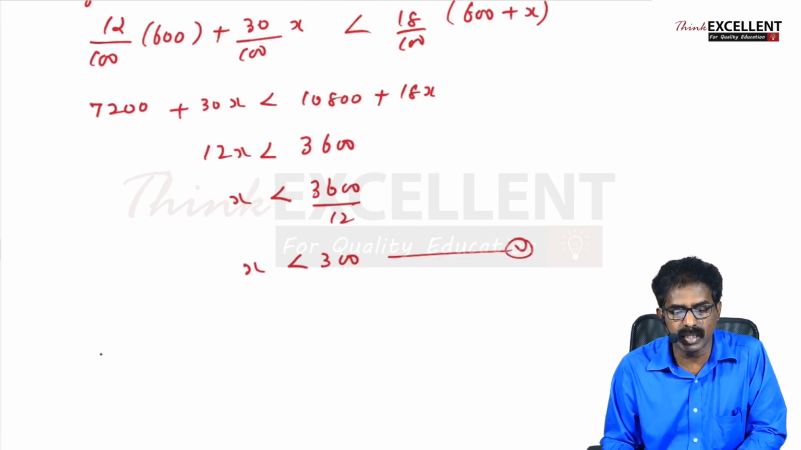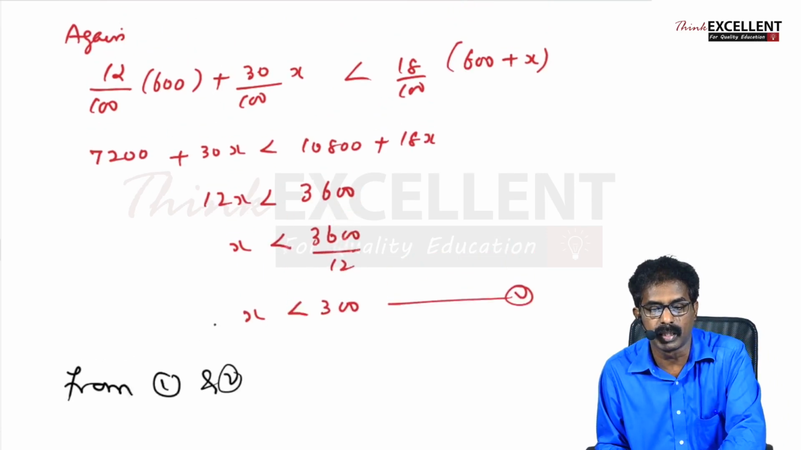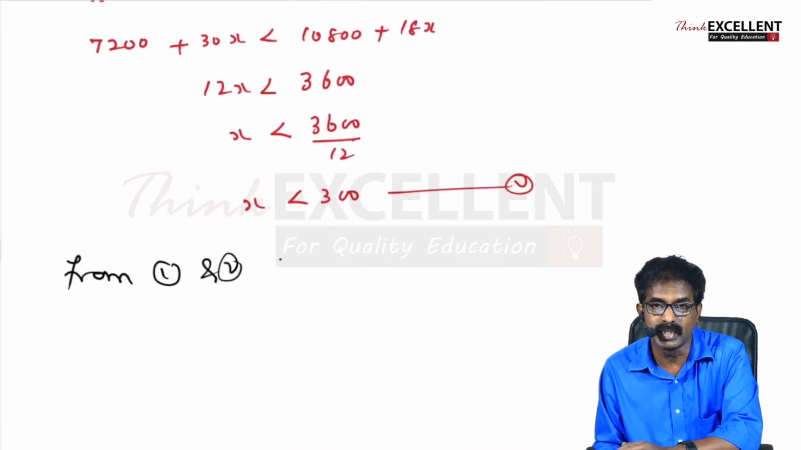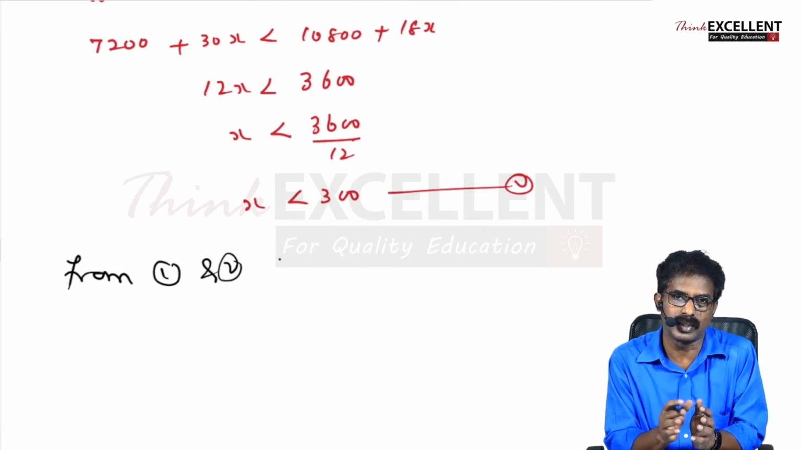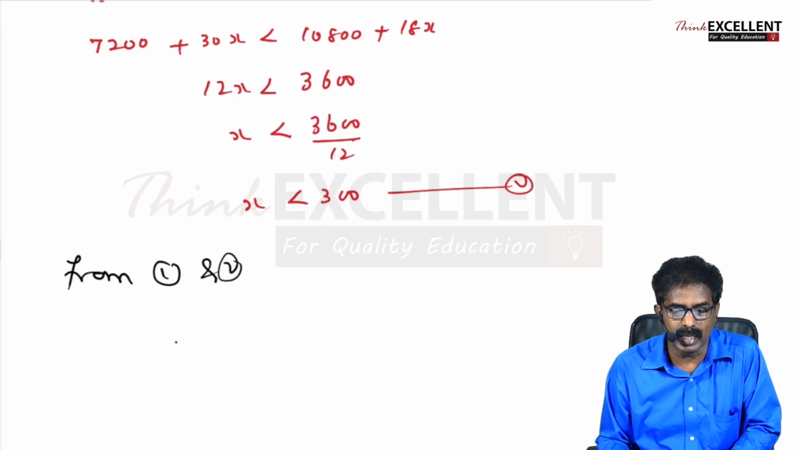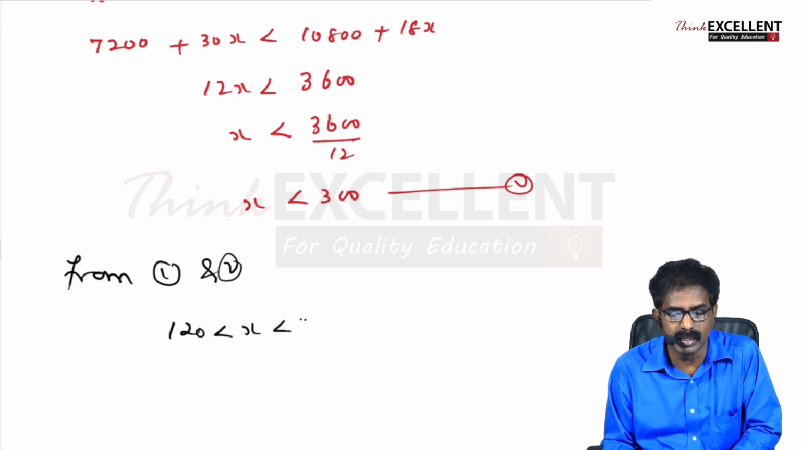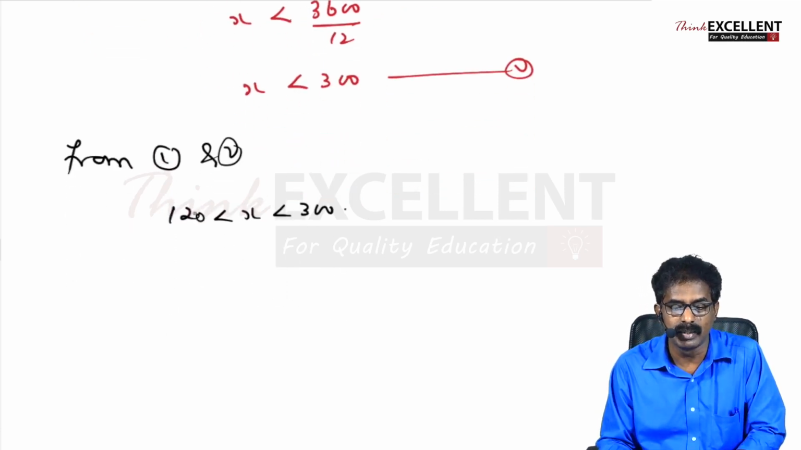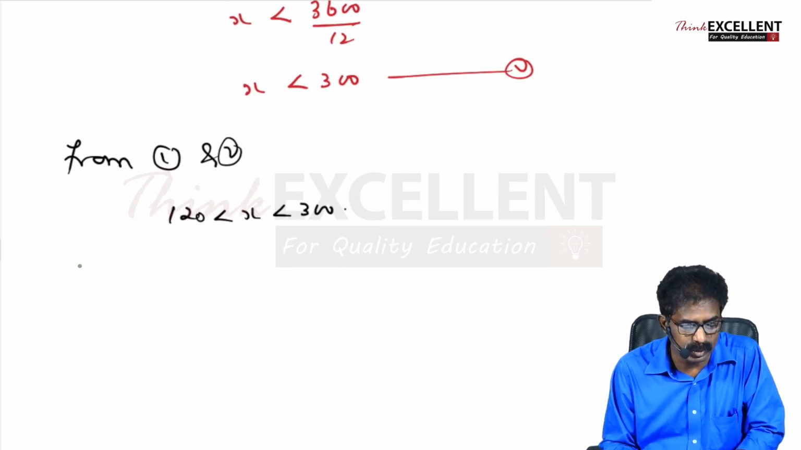The first condition says, so from 1 and 2 you are getting the bound, right? First condition says x is more than 120. Second condition says less than 300. More than 120, less than 300. So that is anything between 120 and 300. X lies between 120 less than x less than 300. So the conclusion you had, right. So how much you had added? You can add between 120 and 300 liters. Okay.